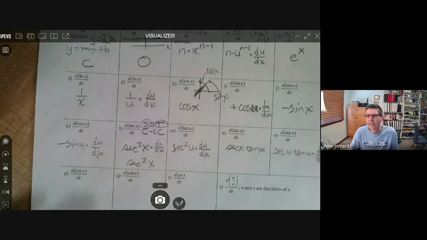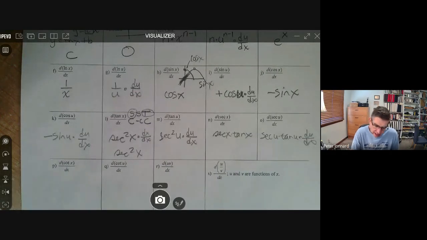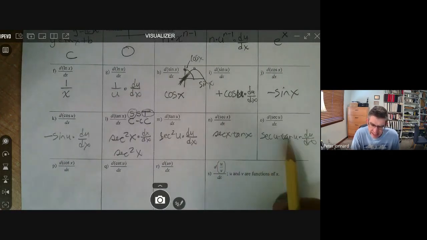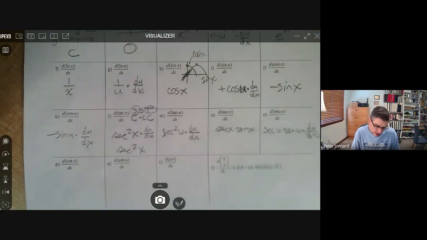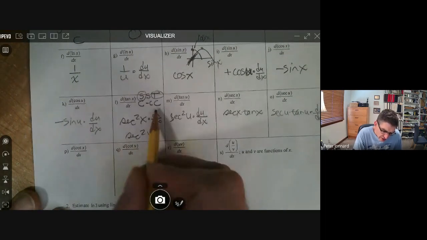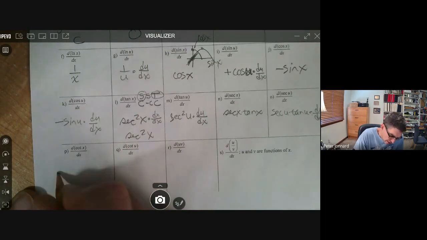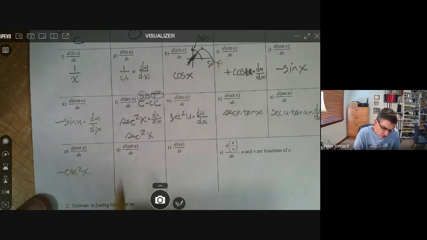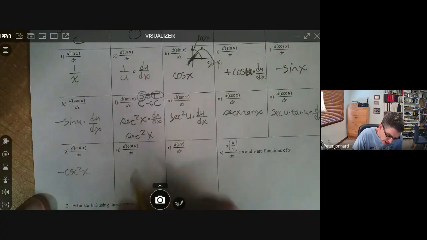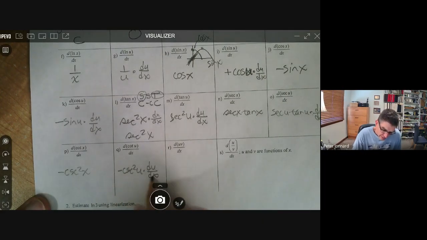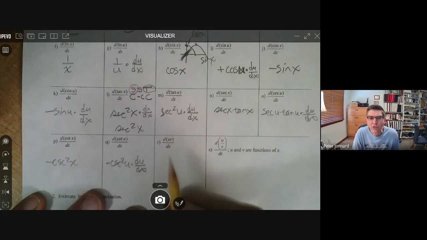Something that I see sometimes, and I don't get it, is students sometimes make up a function called secant tangent of u. You might say it that way when you're in a hurry, but there's really no such thing. It's secant of u times the tangent of u times du over dx. The derivative of the cotangent here is just minus cosecant squared of x. And then same question, derivative of the cotangent of u is minus cosecant squared of u, but then times chain rule du over dx.